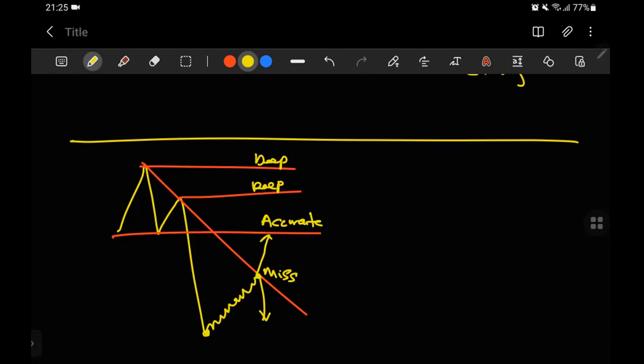In any entry area, there should be presence of momentum. But in the miss, we should expect it to be a lot stronger.